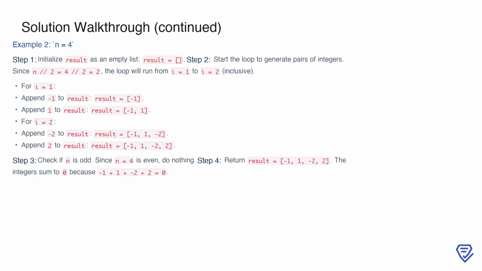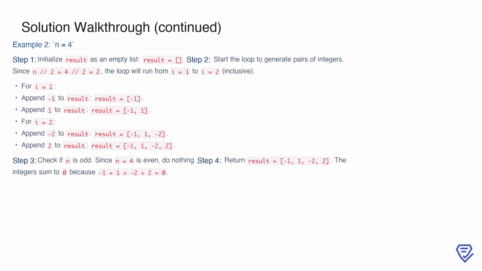Now let's look at the case where n equals 4. Again, we start by initializing result as an empty list. This time, since n divided by 2 equals 2, the loop will run from i equals 1 to 2. For i equals 1, we append the integers -1 and 1 to the list, so result becomes -1, 1.